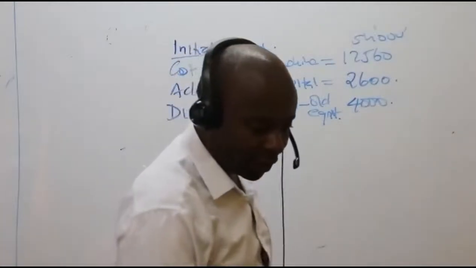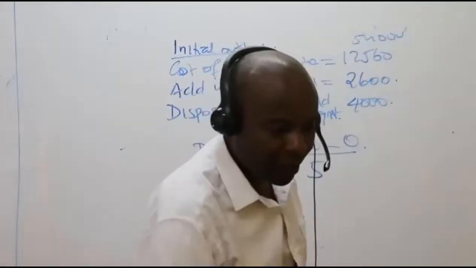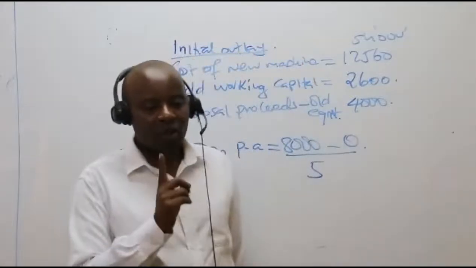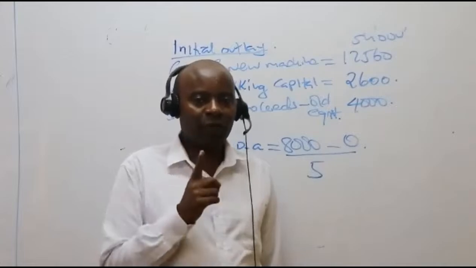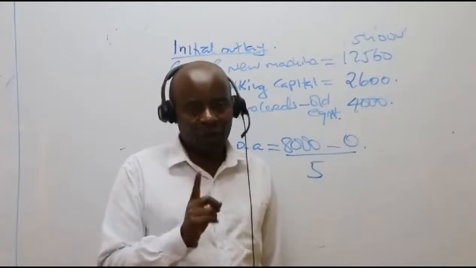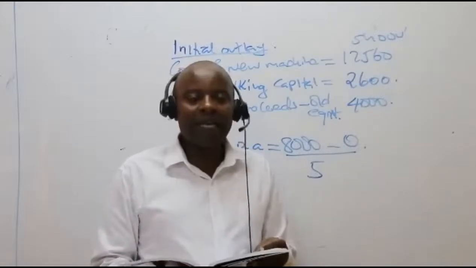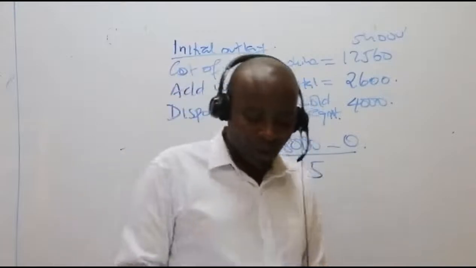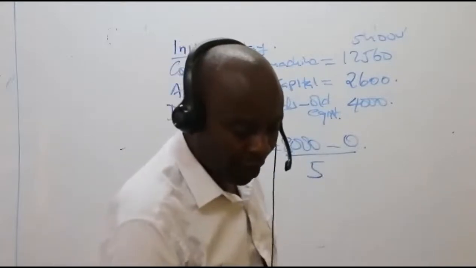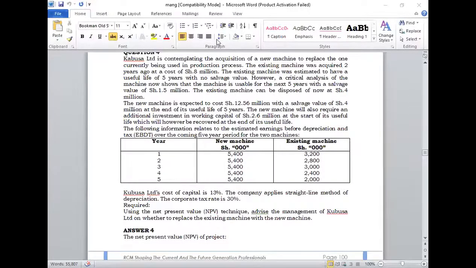We discussed this issue of accumulated depreciation. So allow me kindly to repeat this concept of net book value. Specifically, I would want us to get the depreciation of the old machine. What have they told us? In line number 2 of the first paragraph, they're telling us the existing machine was acquired 2 years ago at a cost of 8 million, with a useful life of 5 years with no salvage value.